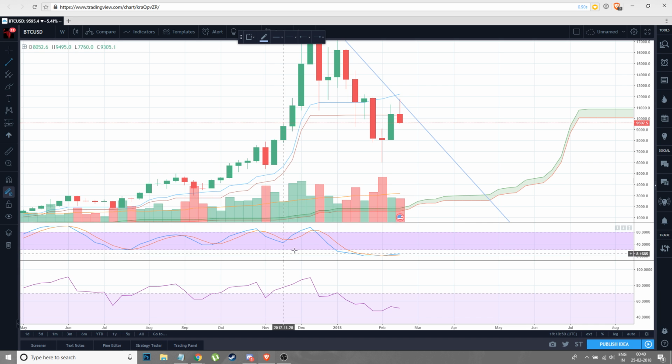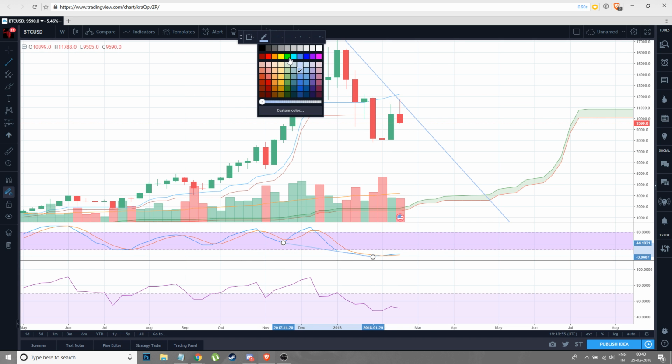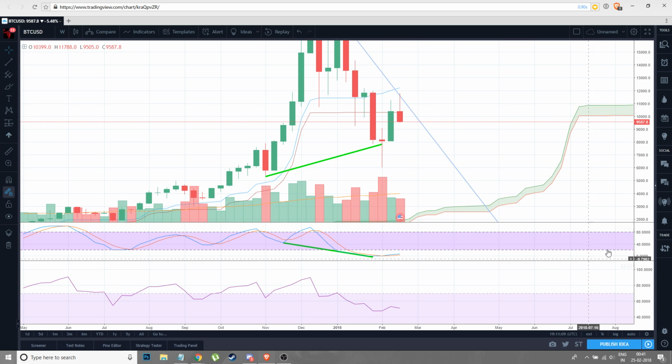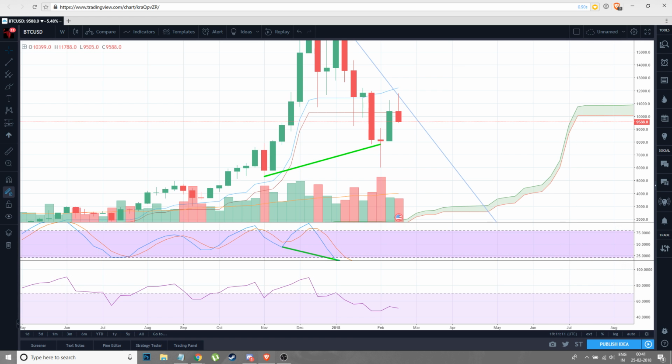However, on a weekly perspective, you might notice this, right? This is known as a bullish divergence. This is a bullish divergence that is from this low right now to this low, right? So this is a very clear divergence, right?